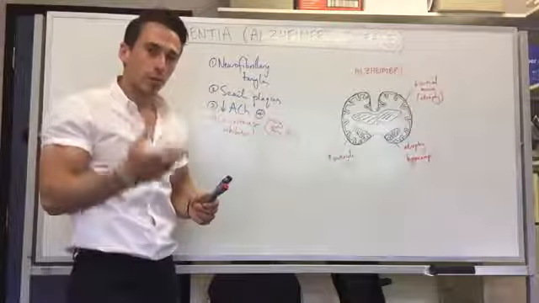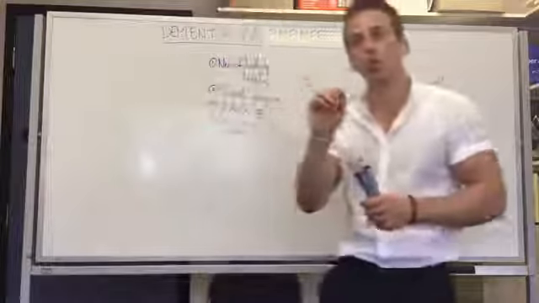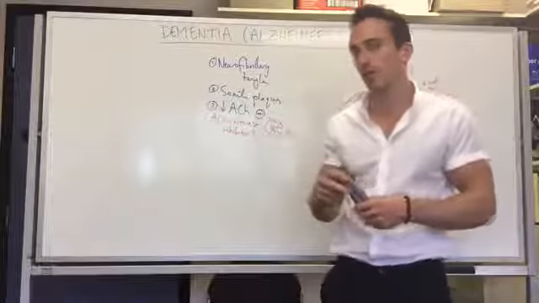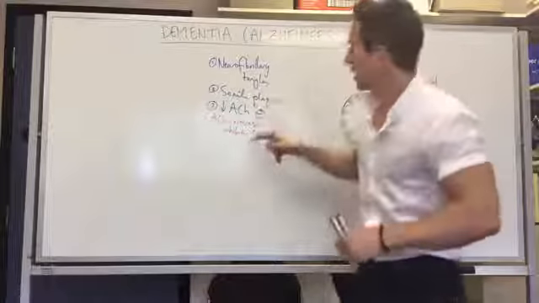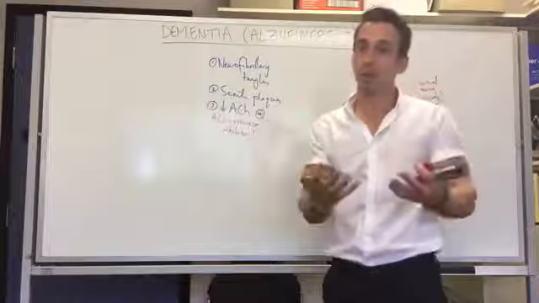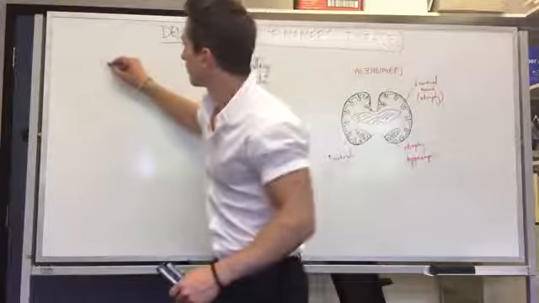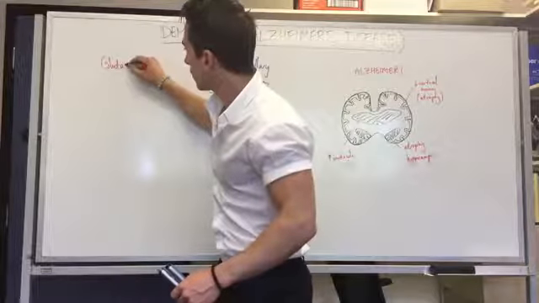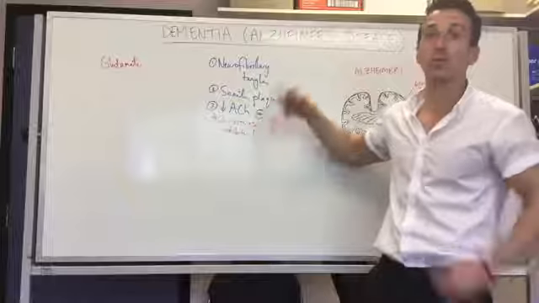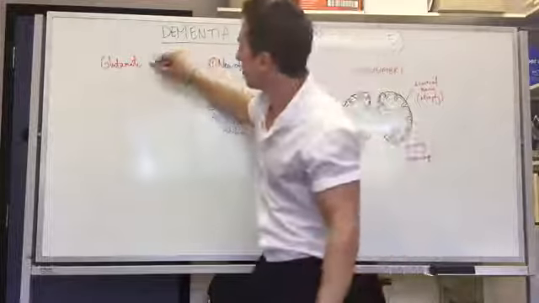There are some theories out there that it could be due to what's called glutamate excitotoxicity. What's that? Simple. Acetylcholine is a neurotransmitter within the central nervous system, and so is glutamate. I said acetylcholine is an excitatory neurotransmitter in the central nervous system, so is glutamate.